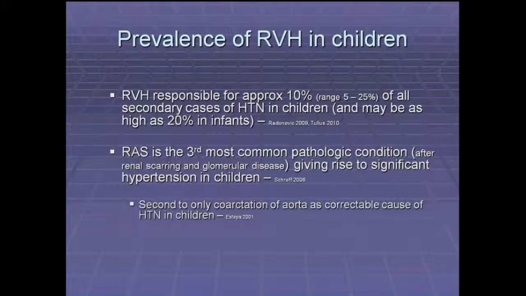So renal artery stenosis is the third most common pathologic condition following renal scarring, as well as underlying glomerular disease, that gives rise to significant hypertension in children. It's second only to coarctation of the aorta as a correctable cause of hypertension in children. So therefore, it's important to diagnose renal vascular hypertension because we can correct it.